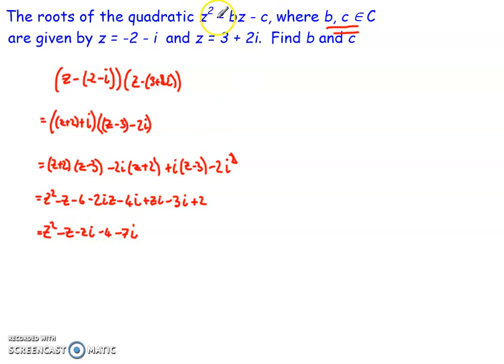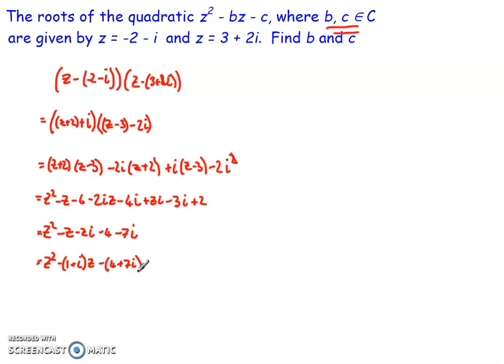So now what I have to do is group the bits together and put it in the format here. So in z squared take away b, I have z squared, and I'm going to take a factor of negative z from each of these bits. So I'm going to have minus bracket 1 plus i times z, and then I'm going to do the same thing here, take the negative out, and then I'm going to have minus 4 plus 7i.